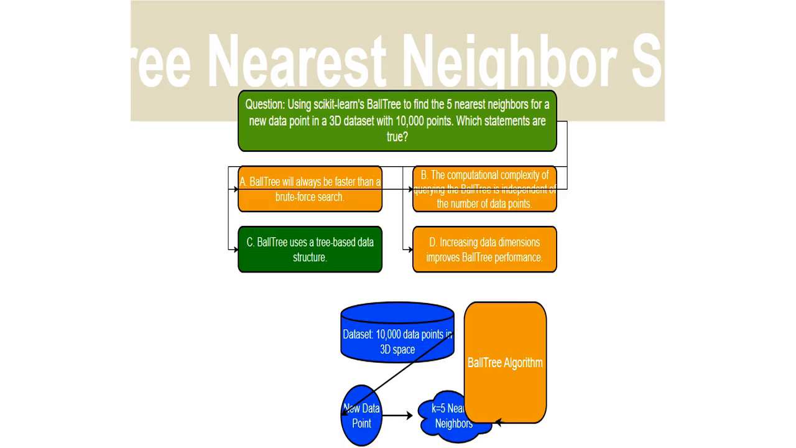This refers to the core algorithm we're using to find the closest neighbors in our dataset. It's like having a super efficient search engine for points in space.